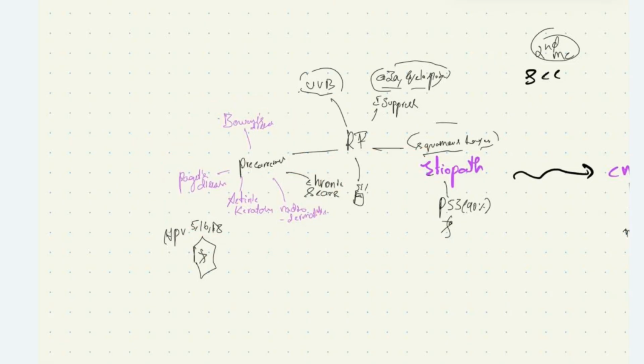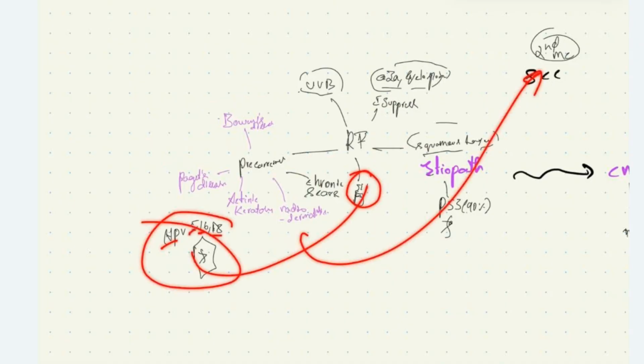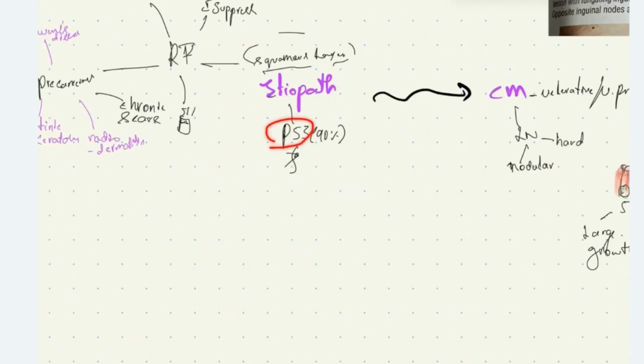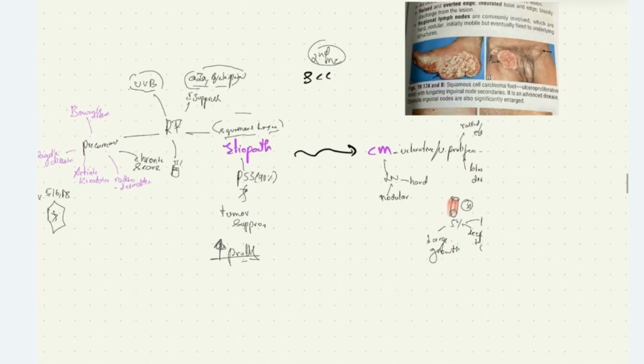Smoking and HPV 5, 16, and 18 infection has been associated with squamous cell carcinoma. Characteristically, we see p53 mutations in 90% of patients. We all know that p53 is a tumor suppressor gene. When this tumor suppressor gene is mutated, it leads to uncontrolled proliferation, leading on to development of carcinoma.